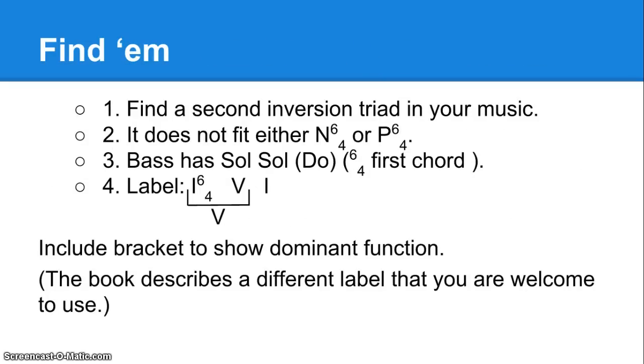So how do we find them? You've got a second inversion triad, and it's not neighbor or passing, and it has sol, sol, and then do, maybe, in the bass. And the cadential 6-4 is the first chord, not the second chord this time. So we're going to label it 1-6-4, 5-1, straightforward, and then we're going to put a bracket of the 5 around 1-6-4 and 5 to show that they both have a dominant function. The Roig-Francoli uses a different label, and you're more than welcome to use that if you like. I think this one's a little easier to understand.